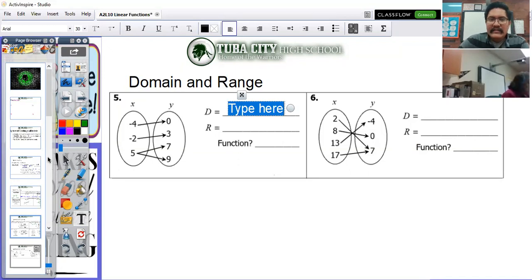So let's go ahead and list them out. So my domain, starting from the lowest, is going to be -4, -2, and 5. Now time for the y's. So again, open the set. 0, 3, 7, and 9.